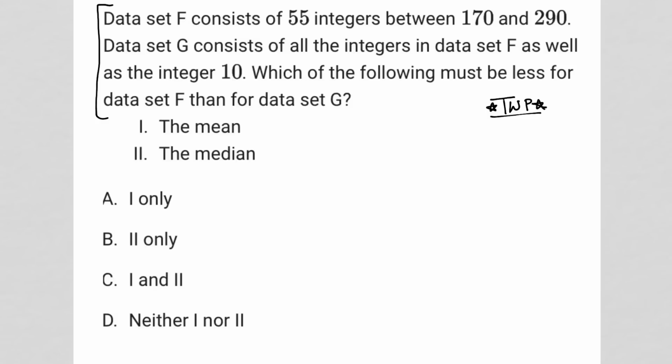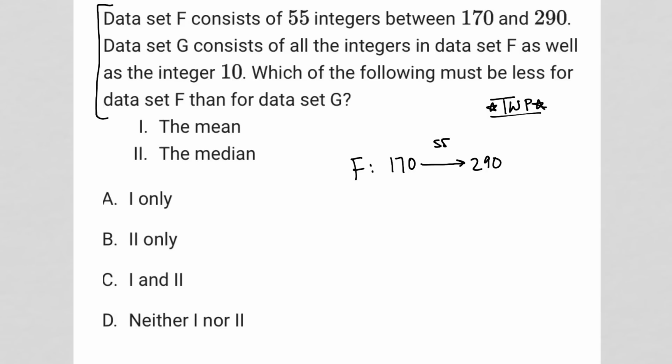So our first sentence here says dataset F, so I know we're dealing with dataset F, consists of 55 integers between 170 and 290. So I'm just going to write down 170 arrow to 290, because that tells my brain that's my range of values that I'm dealing with. And I'll put a 55 on top just to remind myself that there are 55 integers inside of that range that I care about.